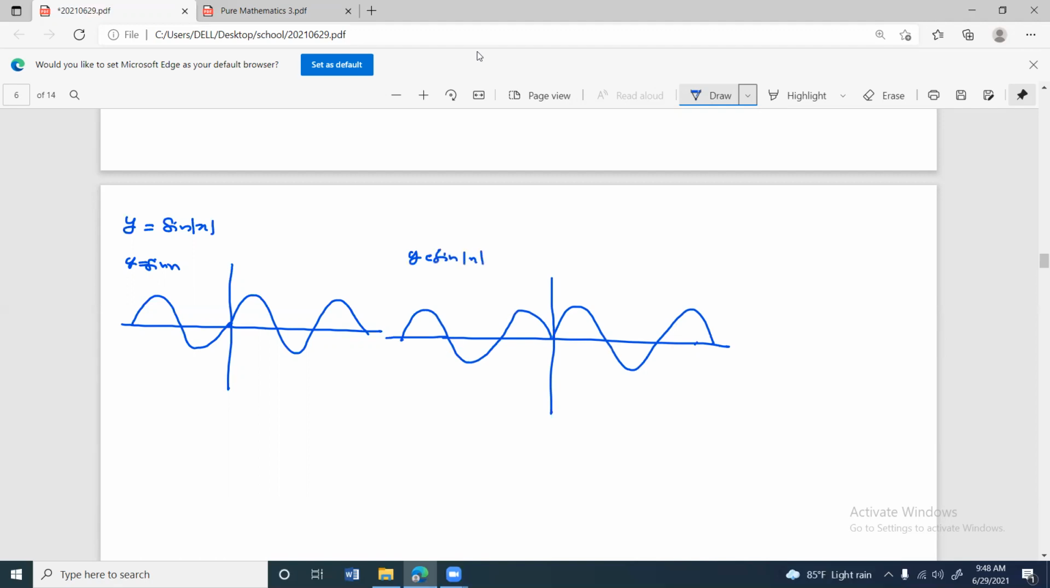So just refer to the initial total sine x graph and see what the difference is between this. Those are the facts you should learn when you draw these modulus graphs. That's a way of drawing a modulus graph.